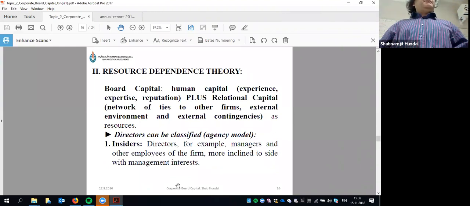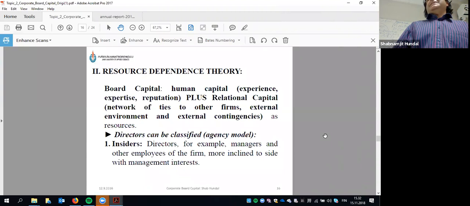Can somebody sum up what type of ideas you get from agency theory? Don't tell me what agency theory is, but please tell me what type of feelings, what kind of thoughts you get after studying agency theory. Stefan? Yes. People are selfish. They have their own agendas, right?